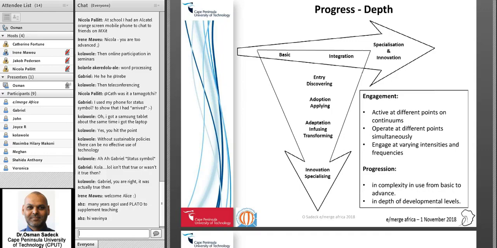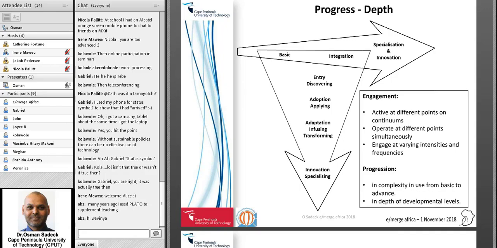We put the arrow horizontally, saying that we start from basic, going to specialization. Also trying to say that we start off small, going much bigger as we move to the other end. And then we also put an arrow coming downwards, that's starting very big, very wide, and saying that what happens is we start from there specializing and going deeper into it.